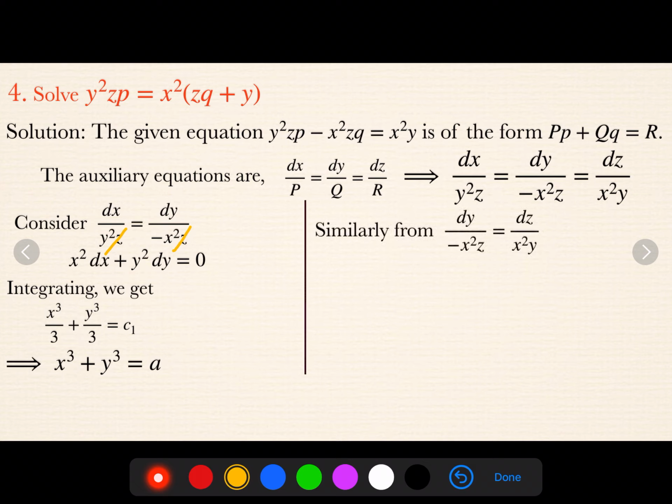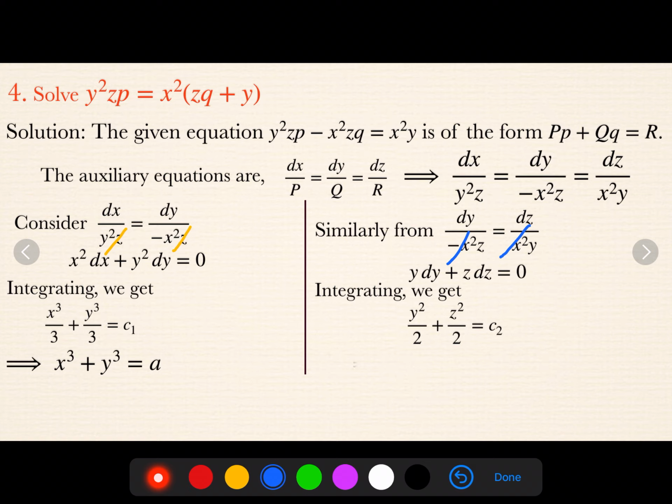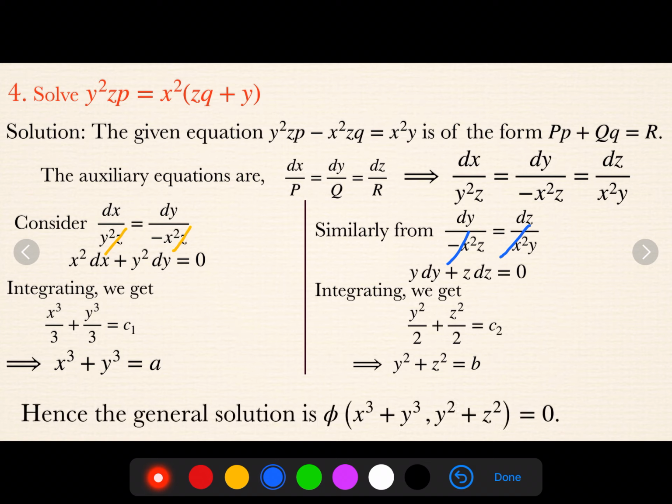Okay. Now, consider the second pair, that is, dy by minus x square z and dz by x square y. Clearly here x square gets cancelled. So, transform the y to the other side and z to this side, that is, y dy plus z dz is equal to 0. So, we will get y square by 2 plus z square by 2 is equal to c2. It is nothing but y square plus z square is equal to b, where b is equal to 2c2. So, form the final solution, that is, phi of x cube plus y cube comma y square plus z square is equal to 0. Okay. So, careful: before integrating, the variables should be separated.